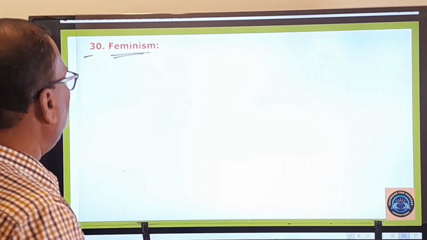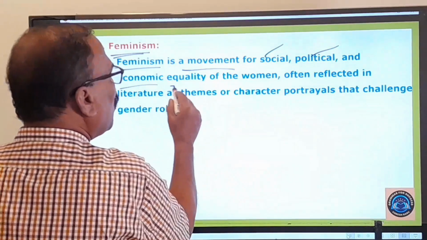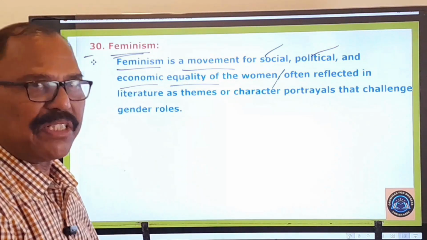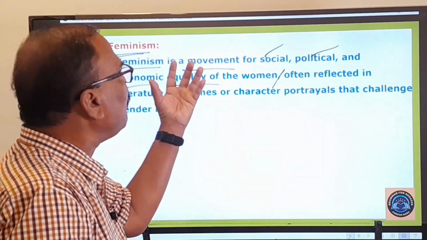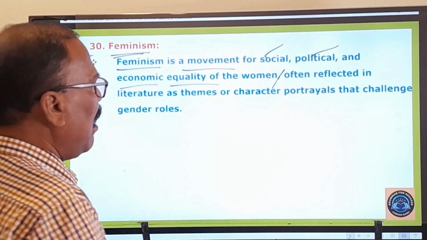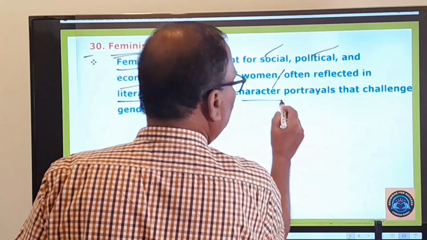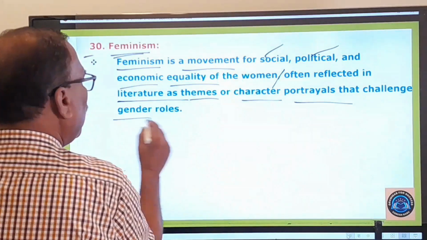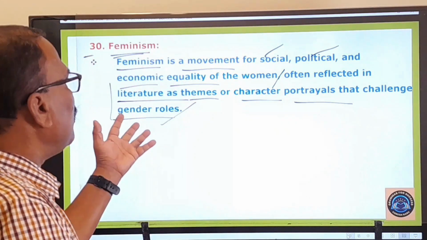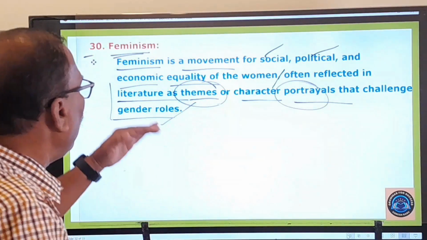What is this feminism? Feminism is a movement for social, political and economic equality of the women. Okay, so that itself is called feminism. Feminism is nothing but a movement meant for social, political, economic equality of the women. It is often reflected in literature as themes or character portrayals that challenge gender roles. So this feminism is also introduced in literature, just like themes or character portrayals that challenge gender roles.